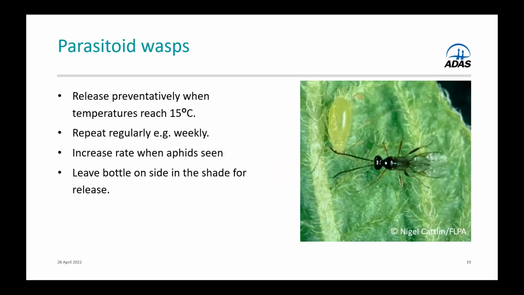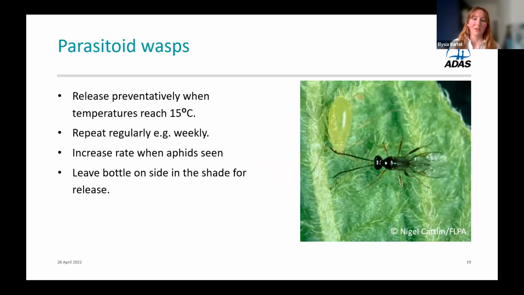So if you're already monitoring using decision support and probably have a history of aphids, it's wise to preventatively release parasitoid wasps, even if you can't see the aphids, as they'll be able to find them before you can. And these can be released weekly, and rates increase when the aphids are seen. Parasitoid wasps lay their eggs inside living aphids, which then hatch into the next generation.